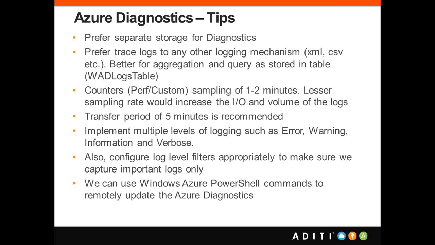For counters like performance counters and custom counters, I suggest that the sampling should be around 1 or 2 minutes, not less than that. If you take 2 seconds, 5 seconds, or 10 seconds sampling, it is not going to make a lot of difference in your health analysis. But at the same time, it is going to cost a lot of transactions and a lot of volume of data.